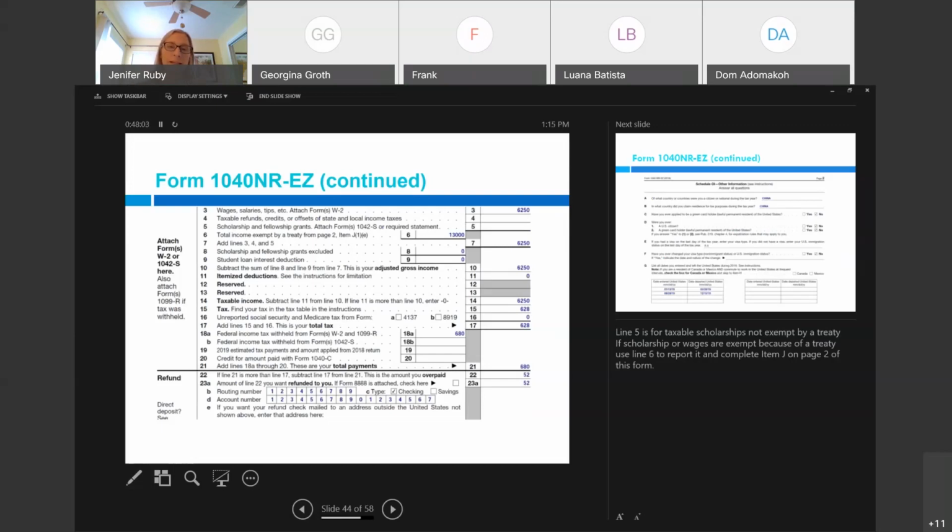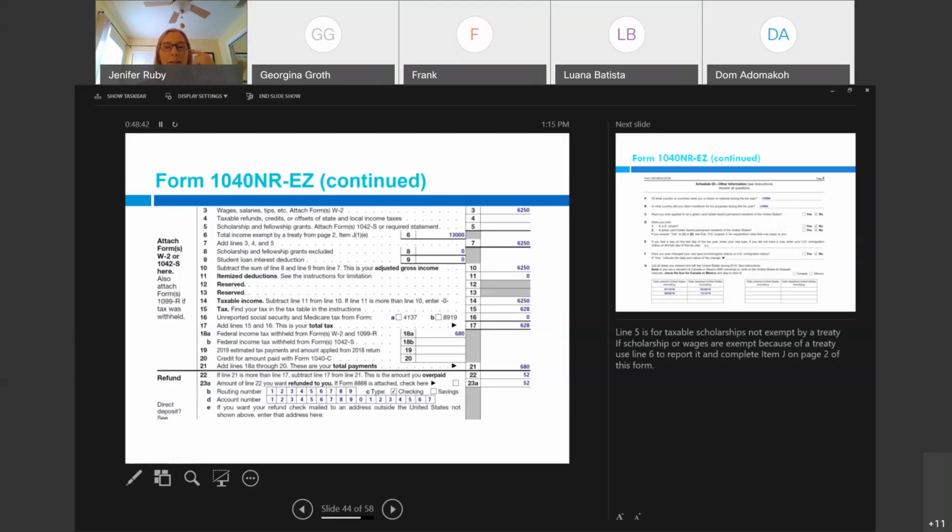You see line 6, that's where you're entering any kind of income that was exempted by the treaty. So you remember Tommy had the 1042S's, 2 of them, right? One for 5,000, the other one for 8,000. So his total there in line 6 is the 13,000. And then you see the calculations are done in line 7 for all of the actual taxable income, the 6,250. And then you just continue through the calculations.